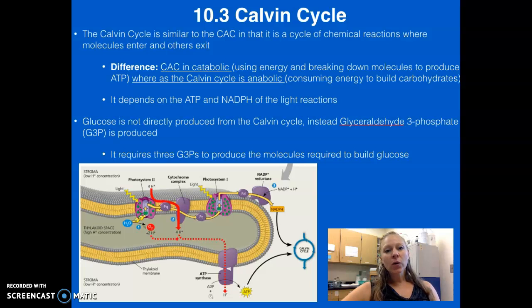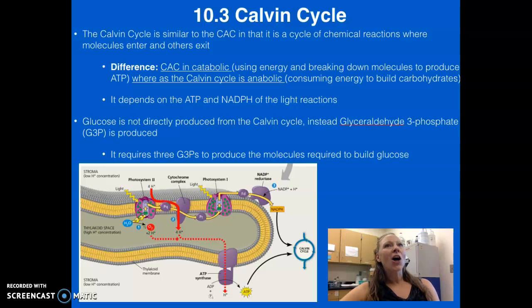Hey, you guys. So we're going to talk about the Calvin cycle, the second part of photosynthesis. Remember that the Calvin cycle is fueled by the ATP and the NADPH that is created during the light reactions. The Calvin cycle is similar to the citric acid cycle in that it's a set of chemical reactions that are fueled by enzymes, and there are metabolites created at the end of each reaction, and that it's a cycle.